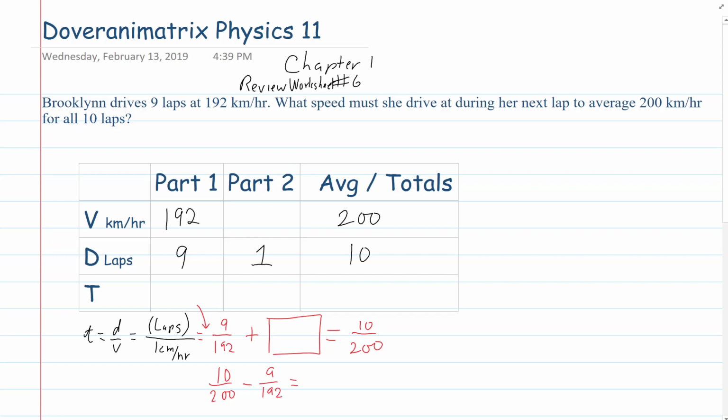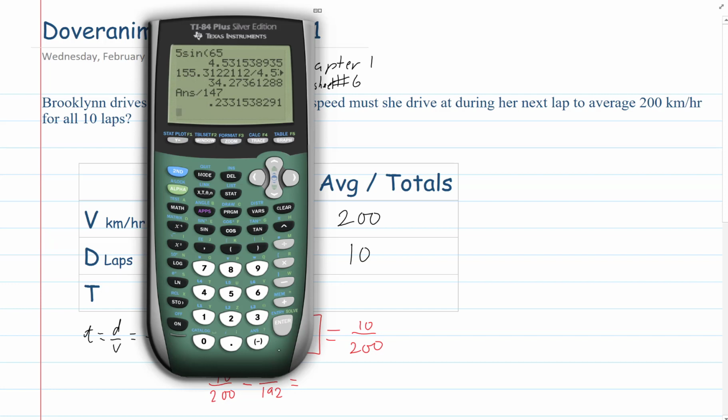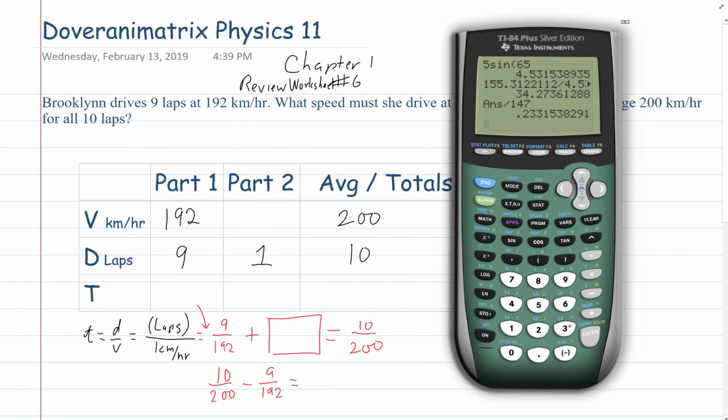If you wanted to write it in decimal, you can pull up a calculator and do it. We can take a look at what it's going to say. It's going to be an ugly number: 10 over 200 subtract 9 divided by 192. And that's going to be the time. Actually, not too bad.